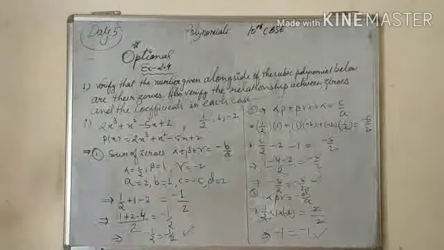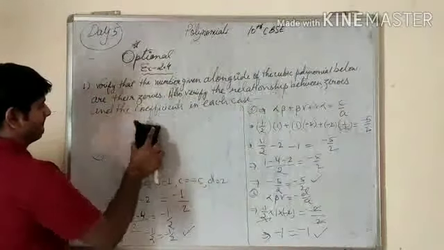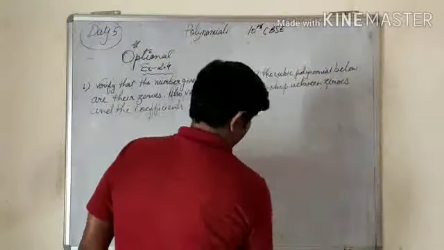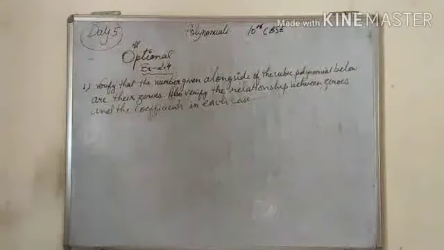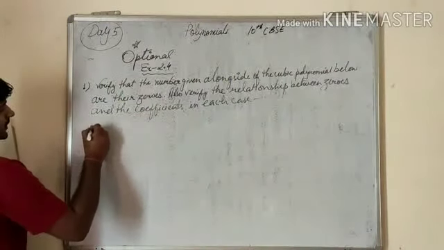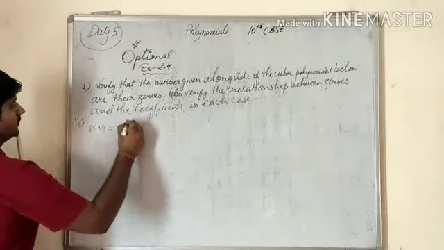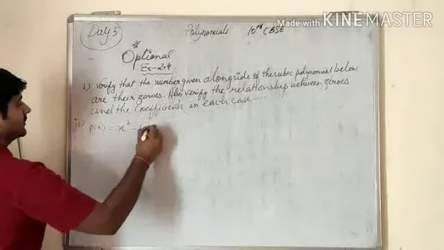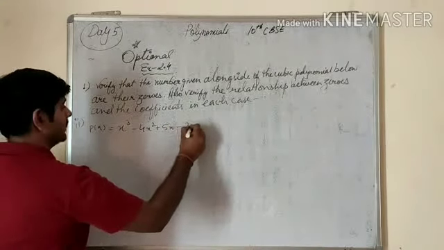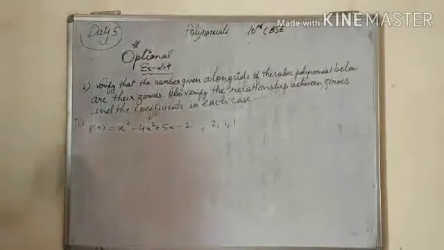Now I am taking its second part. Its second part is, the polynomial is given: x cube minus 4x square plus 5x minus 2, and zeros are 2, 1, 1. These are the zeros.